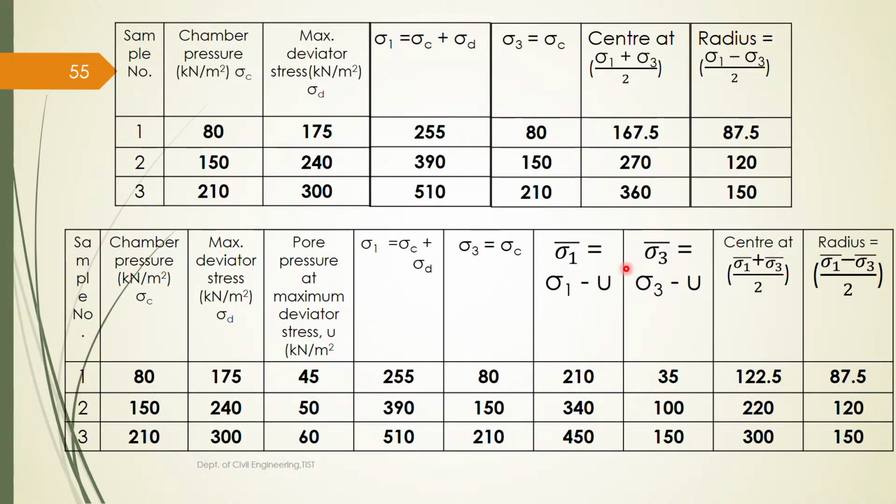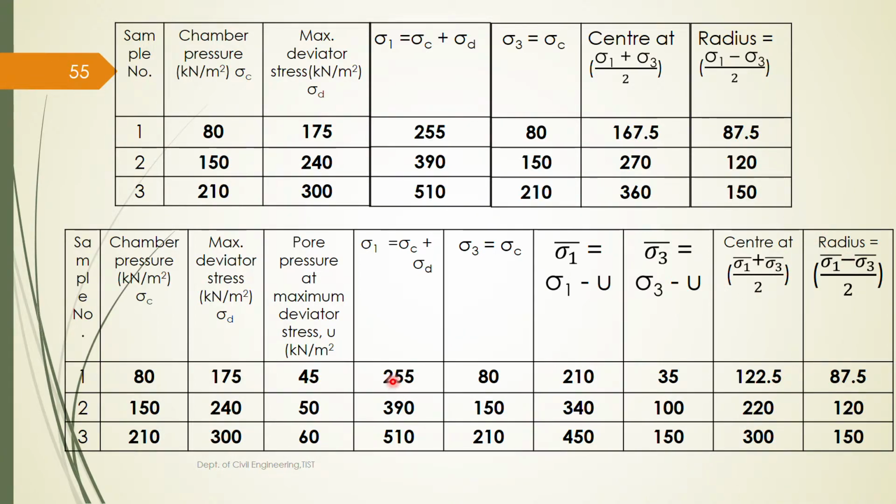Now we know that effective stress is equal to total stress minus U. Based on this equation, we can find out sigma 1 bar and sigma 3 bar. Sigma 1 bar is sigma 1 minus U, and sigma 3 bar is sigma 3 minus U. Now the center of the Mohr circle will be sigma 1 bar plus sigma 3 bar by 2. The radius will be sigma 1 bar minus sigma 3 bar by 2. Based on these obtained values, you have to draw the Mohr circle.